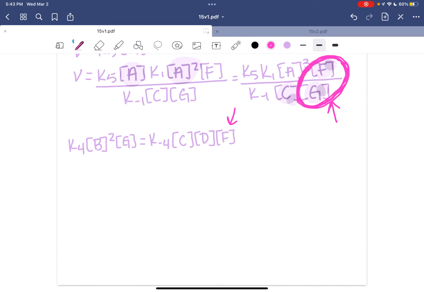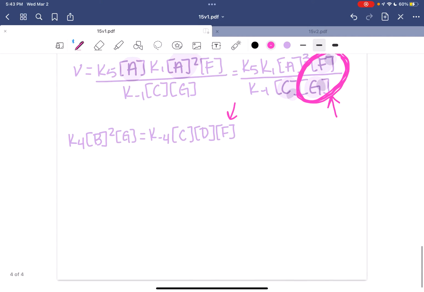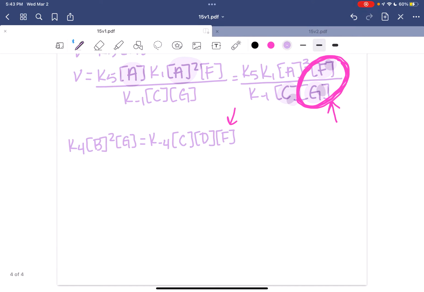So what we want to do is match what we're trying to get rid of in our rate equation. So that's f divided by g. So we want to solve for f over g. And so the way that we're going to do that is, so we have f here on the right side. So we want to get that alone.